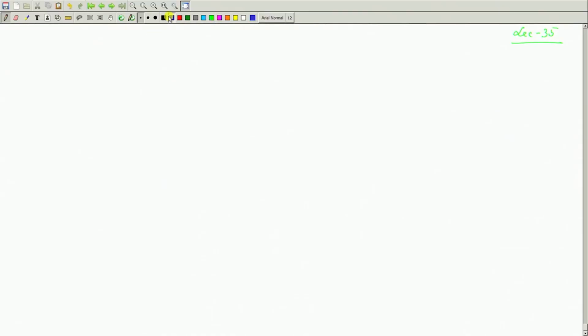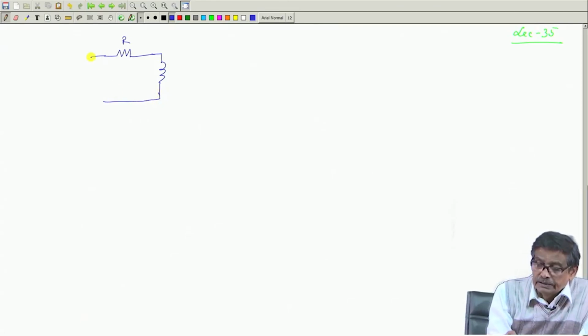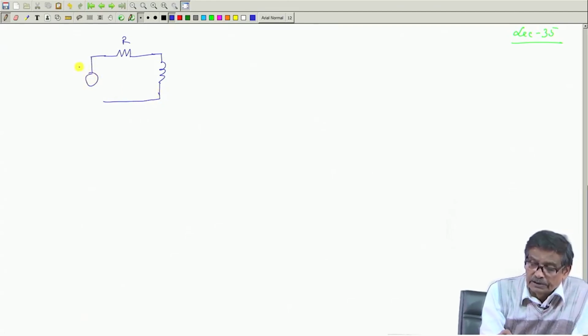Lecture number is 35, and in this lecture I will tell you. Now, we have made enough ground to find out the response, say for example, of an RL circuit when it is excited with an impulse voltage.